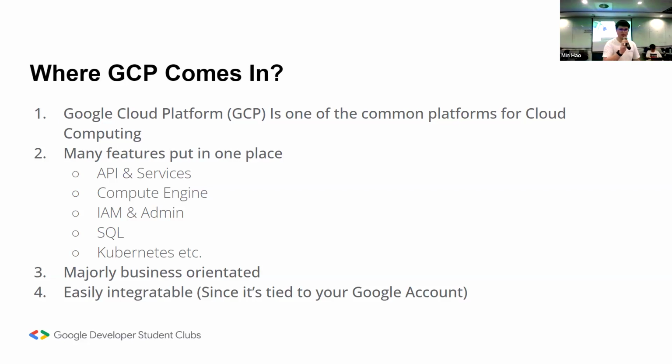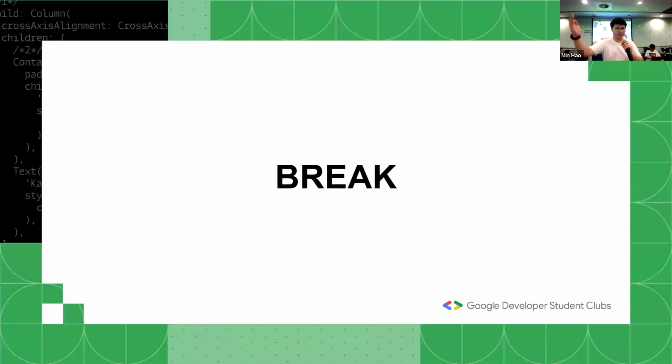It's easily integratable. If you use other cloud platforms, sometimes you might need a separate account for it. So in terms of account management, GCP, or Google itself, is always the best because everything is tied to that one single account. Okay? So basically that's cloud computing and GCP. It's a very brief run through of everything, but what you should know is basically this. Okay? First part done.